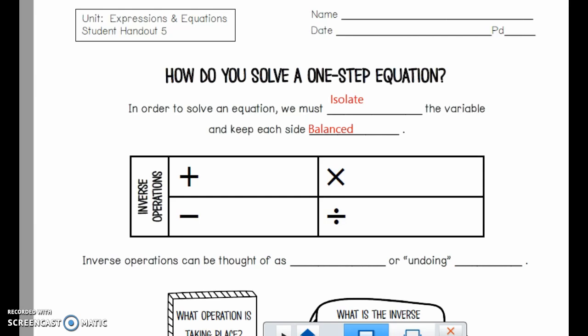So in order to do this, we have to use inverse operations. If we are adding on one side, we now have to subtract to undo. I can also write it. You know how my writing is here. I'm going to just say subtract. The inverse operation of subtraction is addition, or add.